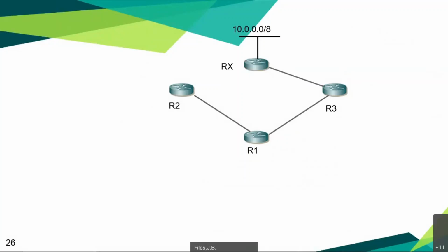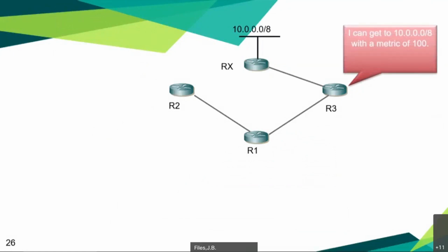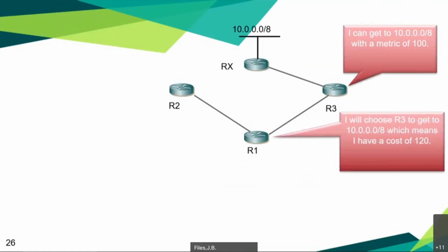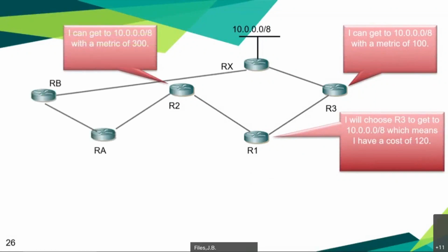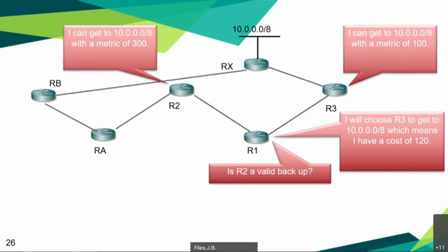So back to this situation. Okay, so R3 can get to the 10 dot network through router X there. R1 says the same thing. I'll get there via R3. Now look at what happens to our network. Is R2 a valid backup for R1? Under this new layout?